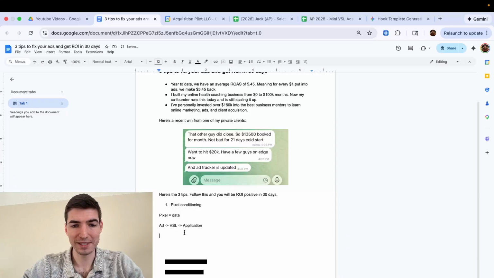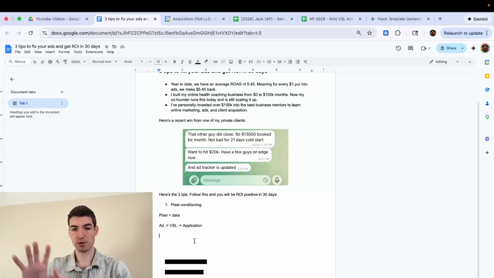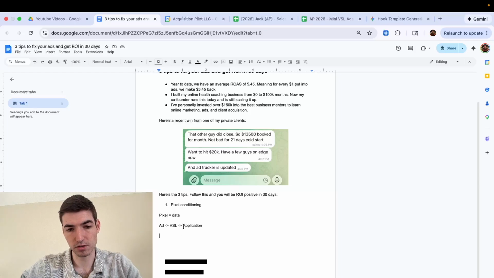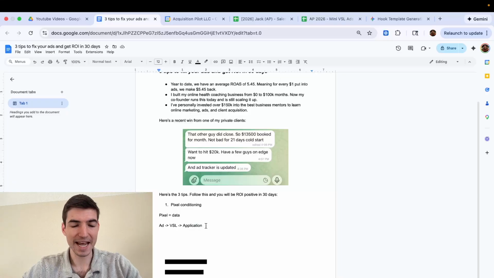We only fire the pixel once they complete this application. And what that does is the platform sees, oh, these are the only type of people who are actually converting on this ad. And so that means we need to put the ad in front of more of those types of people. And that creates this positive feedback loop. That's how you condition your pixel and only send good data. You must send your people through an application, some sort of questionnaire, and weed out anyone who's unqualified. All right, this is crucial.